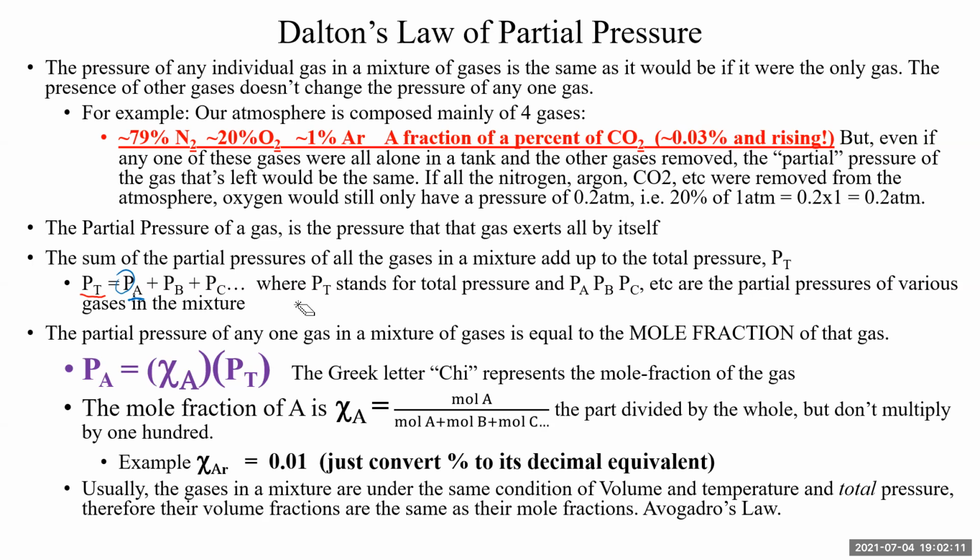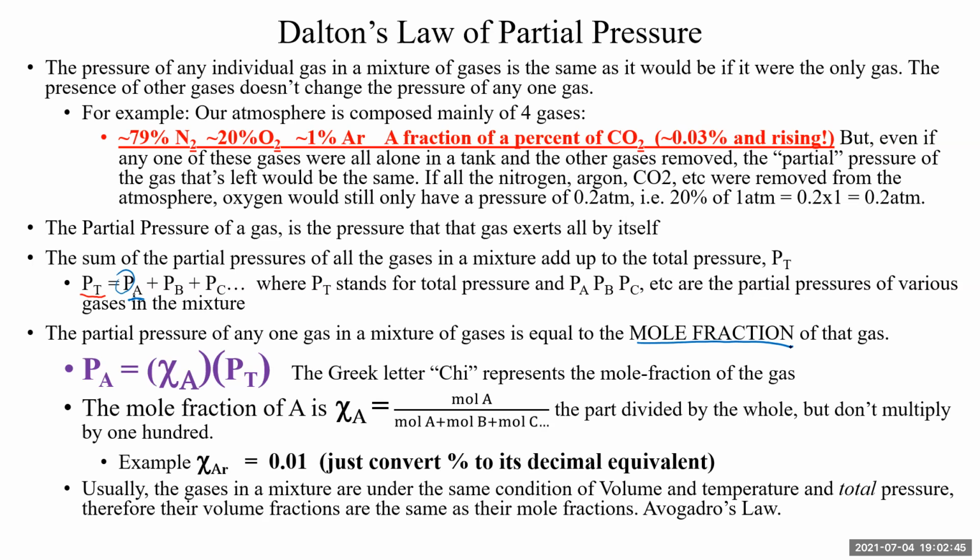Another way of putting this, and this is pretty much saying the same thing, is that the partial pressure of any one gas in a mixture is equal to the mole fraction times the total pressure. The mole fraction, remember, is just the number of moles of one gas divided by the total number of moles of all the gases, including the one gas whose mole fraction you're calculating in that total. So the mole fraction is basically a percentage, but without the percent. It's a fraction without multiplying by 100.